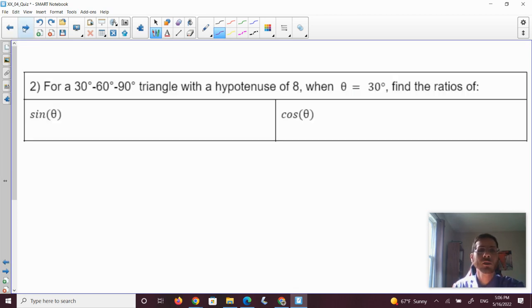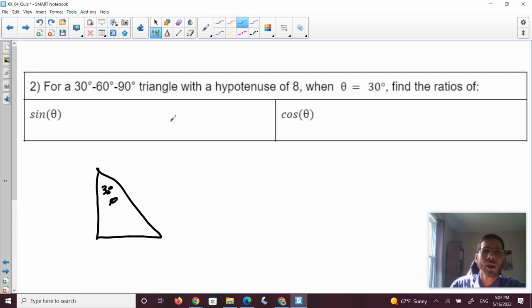For a 30, 60, 90 triangle with a hypotenuse of 8, and theta equals 30, find the ratios of sine theta and cosine theta. So we'll draw out our little triangle. We know theta is supposed to be 30 degrees, so we'll put that up there where we usually put theta. We got a hypotenuse of 8. And so that's going to mean this is going to be the adjacent side, and over here will be the opposite side.